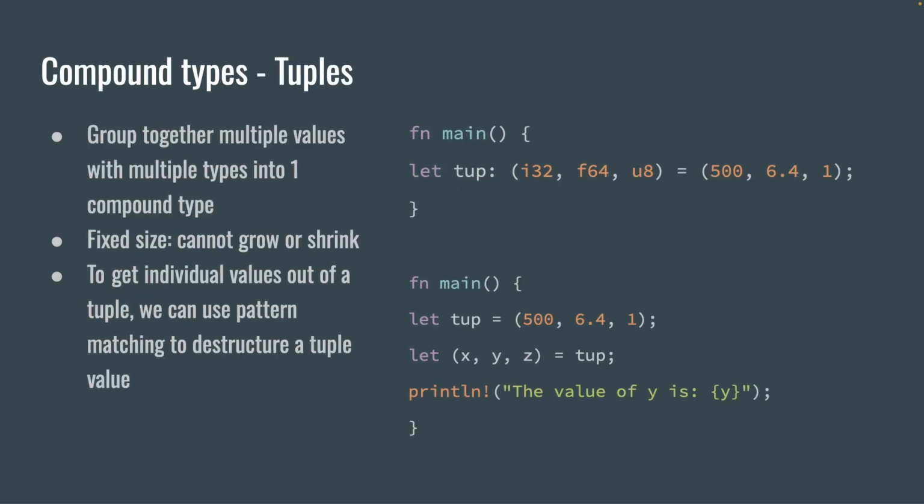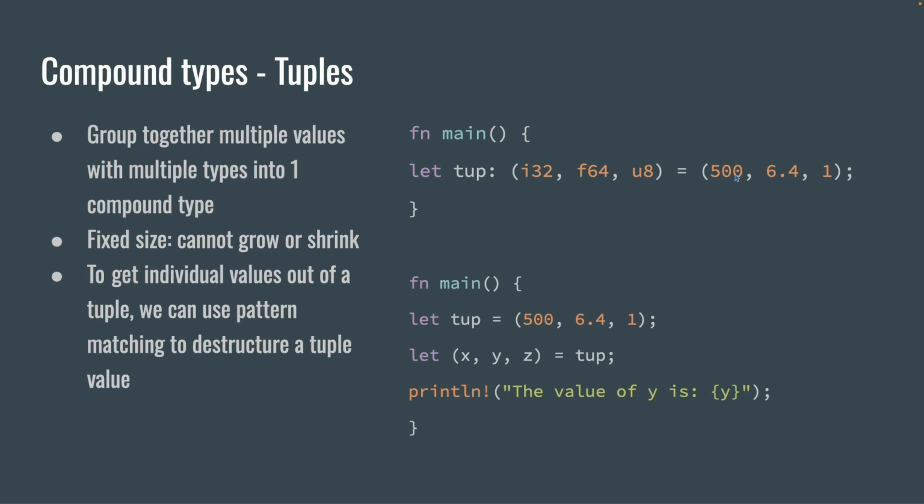Okay, now let's look at compound types, tuples. A tuple is a general way of grouping together a number of values with a variety of types into one compound type. Tuples have a fixed length. Once declared, they cannot grow or shrink in size. We create a tuple by writing a comma-separated list of values inside parentheses. Each position in the tuple has a type, and the types of different values in the tuple do not have to be the same.